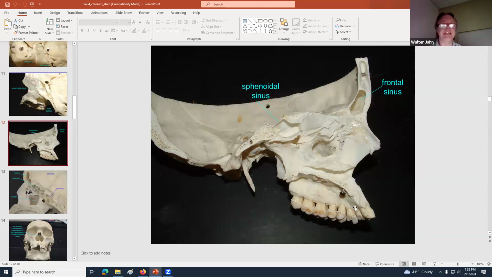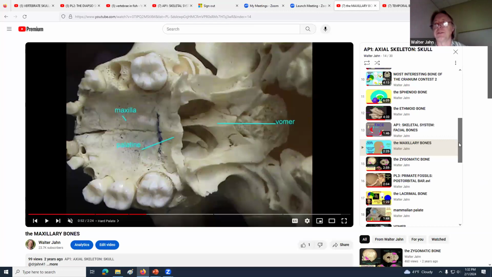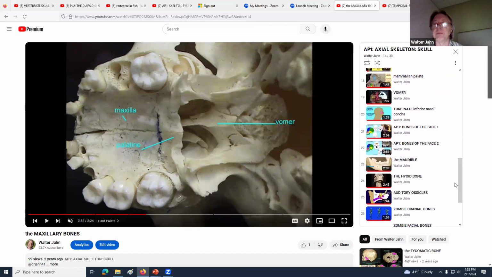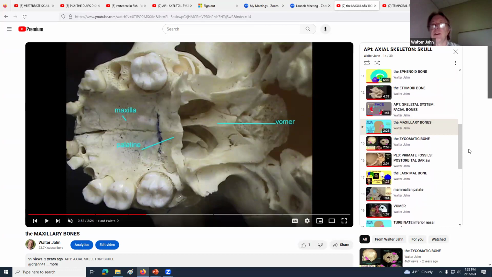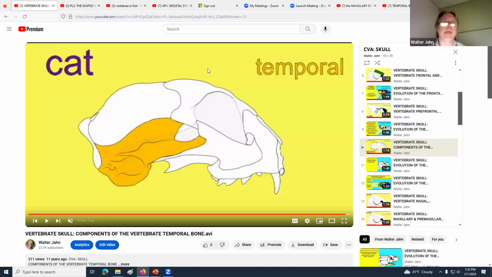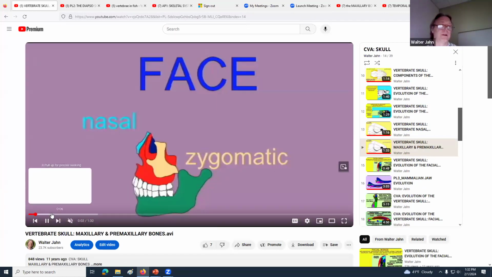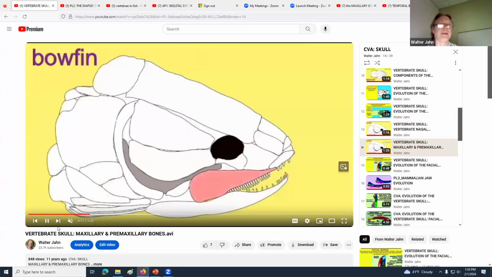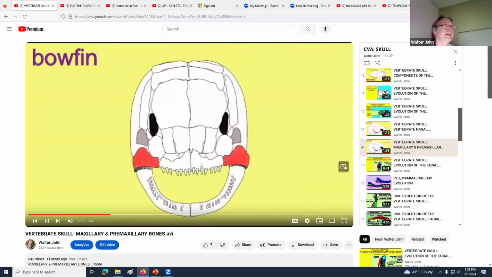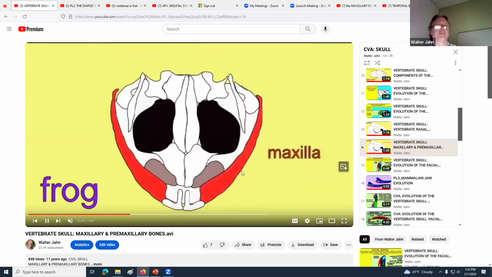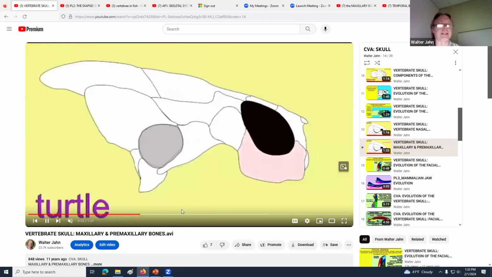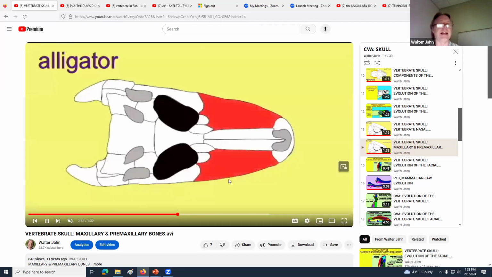It has the teeth, but I'm being truthful, but not super truthful when I tell you that. The reason that I'm being kind of truthful is that your ancestors had their incisors in a premaxillary bone. So you don't have one anymore. But if you were to look at this bowfin, there's the maxilla. In front of it is another bone, the premaxilla. So the frog has the maxilla there, the turtle has the maxilla, the alligator has a maxilla.